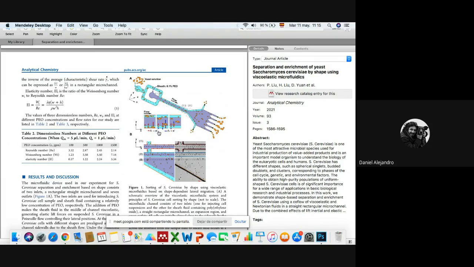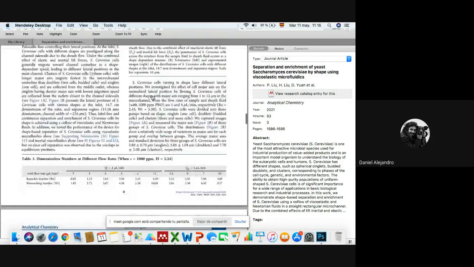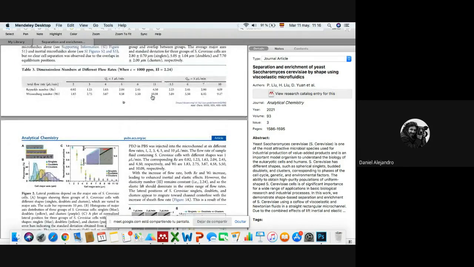And we have a design with two inlets. In inlet A, they seed the yeast, and in inlet B, they introduce the viscoelastic fluid. And the viscoelastic fluid is polyethylene oxide. With different concentrations, they obtain a lot of data.